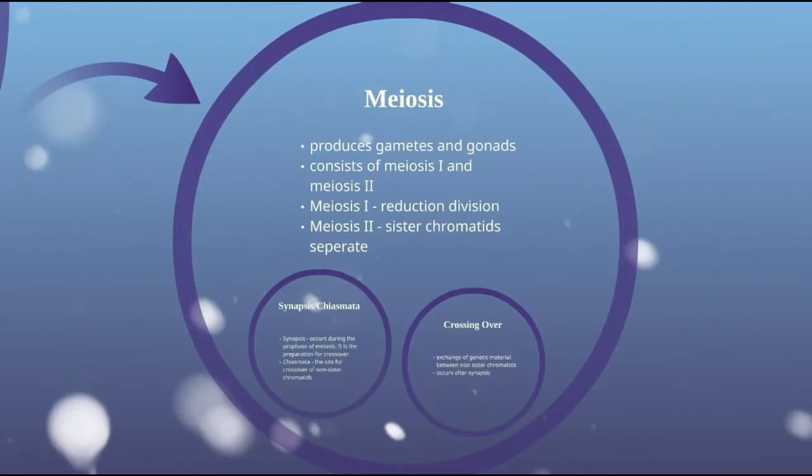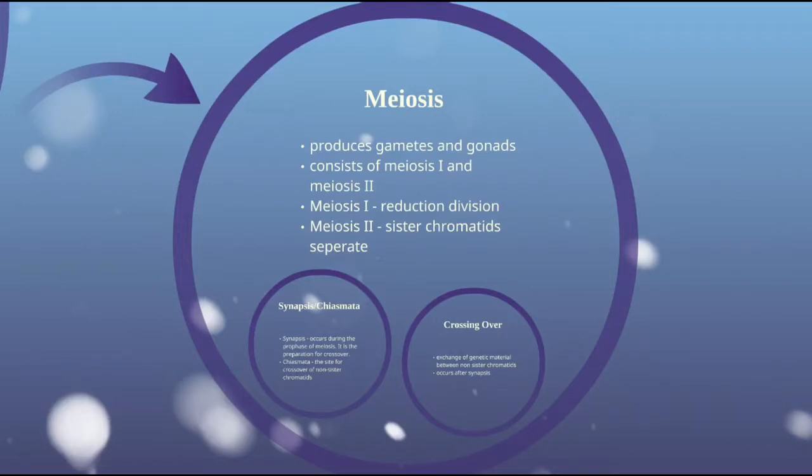Next, we have meiosis, which produces gametes in the gonads. It consists of two divisions, meiosis I and meiosis II. Meiosis I, which is reduction division, is where synapsis and crossover occur. Homologous chromosomes also separate during meiosis I.